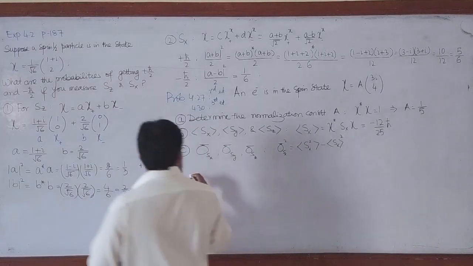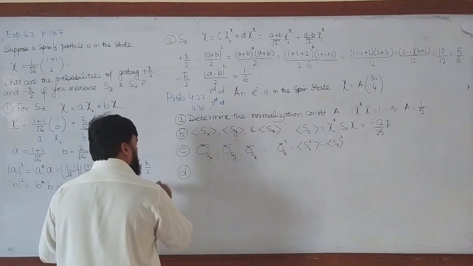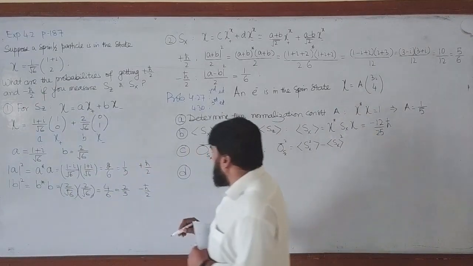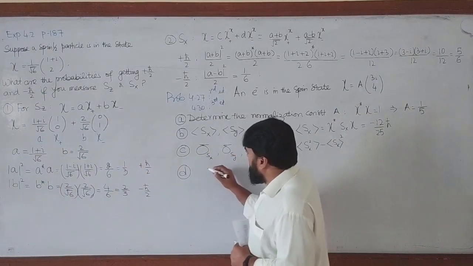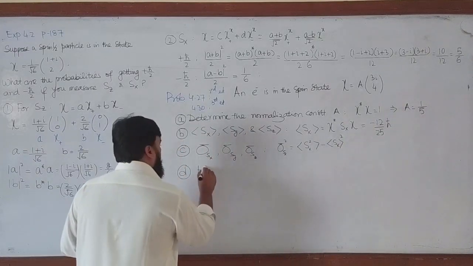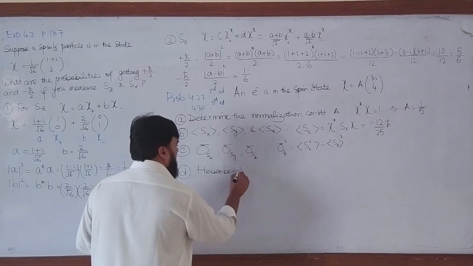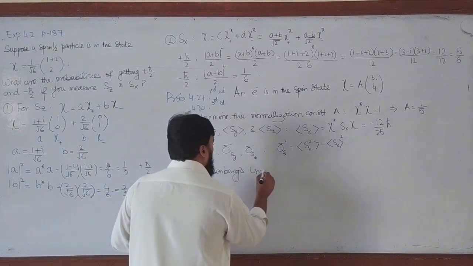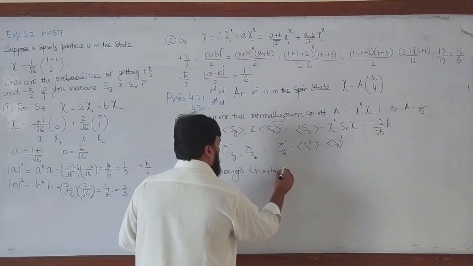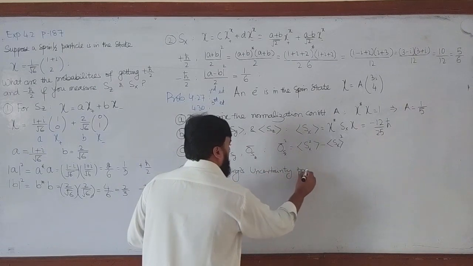And then part D is asking to verify the Heisenberg uncertainty principle.